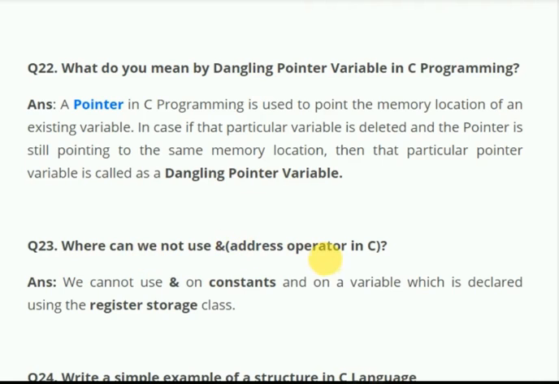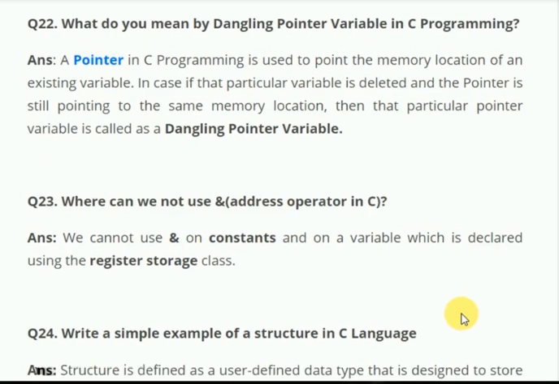Where can we not use the address-of operator & in C? We cannot use & on constants, or on a variable which is declared using the register storage class. So you cannot use & on constants as well as on register storage class variables.